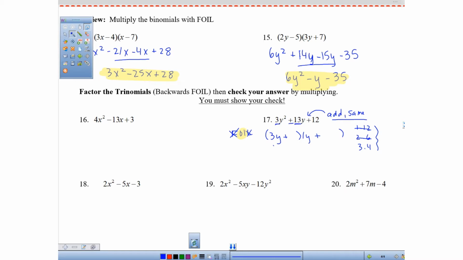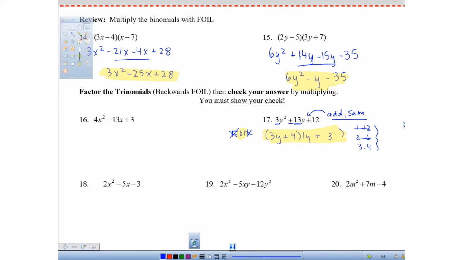So now I'm going to do 3 and 4. So maybe the 3 goes there and the 4 goes there. So that's 12 and 3, which adds to give me 15. So that's not it. So now let's go the other way. Maybe the very last one will work. 4 and 3, and that gives you 9 and 4, which does add to give you 13. So the very last one that I chose worked, and that's my answer. And again, if you wanted to check your answer, you could FOIL it. Okay, let's do another one.